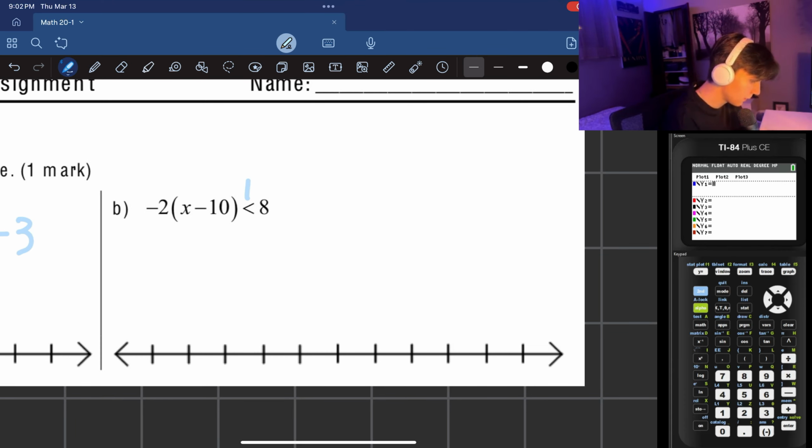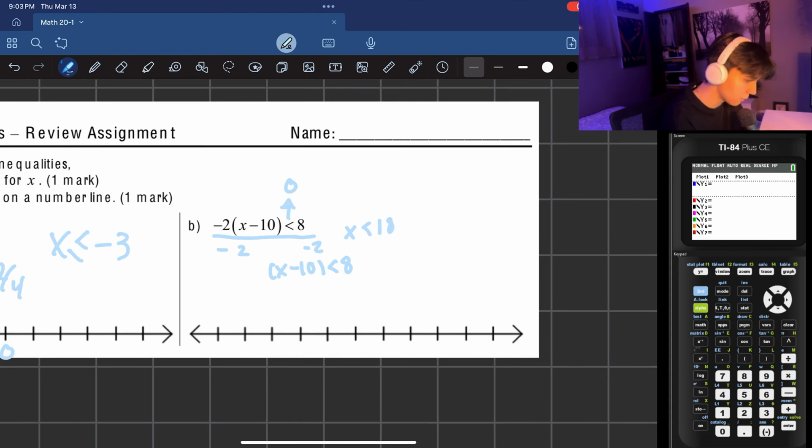So now let's do this one. This time we have a greater than sign with no or equal to on the bottom, so we have an open dot here. And now we're just going to isolate for x. I'm going to divide both sides by negative 2, and you can get x minus 10 is less than 8. Now we just add 10 to both sides, and you're going to get x is less than 18.